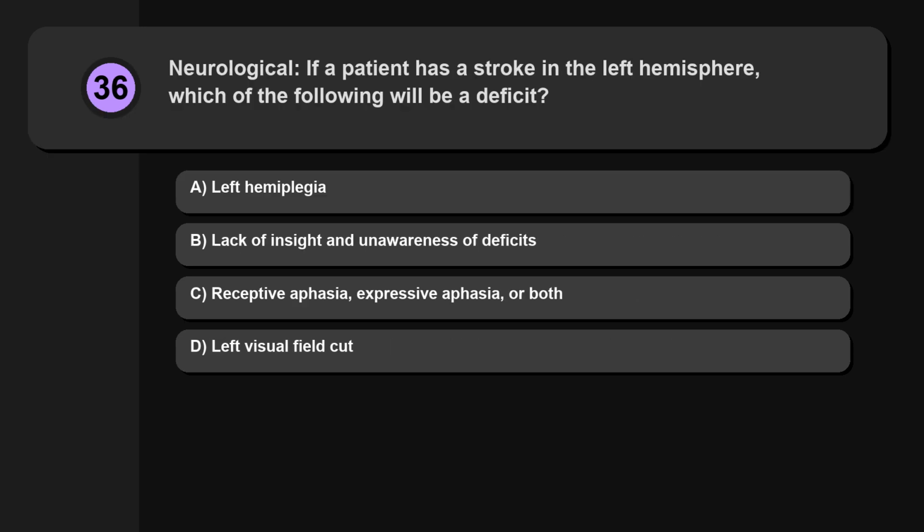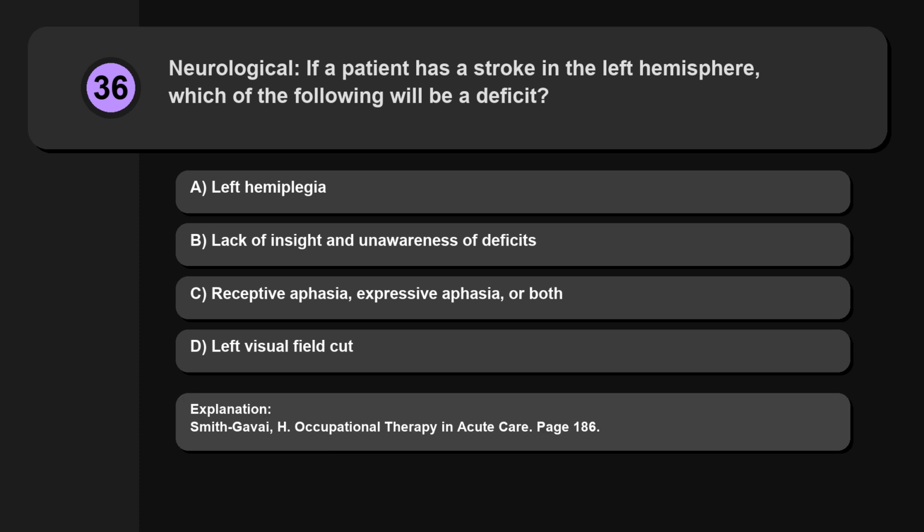Question 36. Neurological. If a patient has a stroke in the left hemisphere, which of the following will be a deficit? Option A, left hemiplegia. Option B, lack of insight and unawareness of deficits. Option C, receptive aphasia, expressive aphasia, or both. Option D, left visual field cut. The correct answer is option C. Smith, Gaya, A. H. Occupational Therapy in Acute Care, page 186.